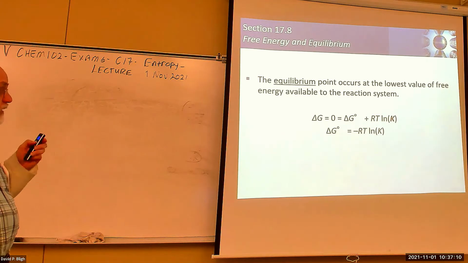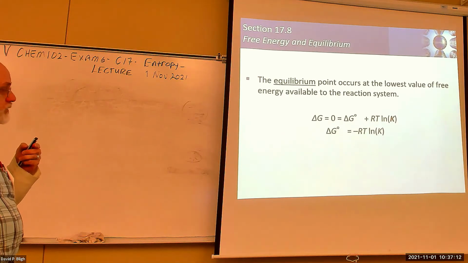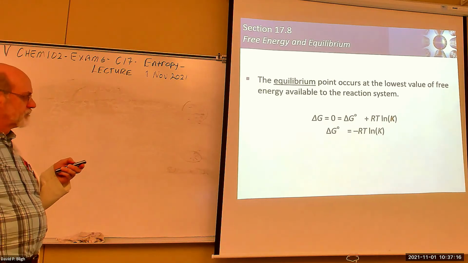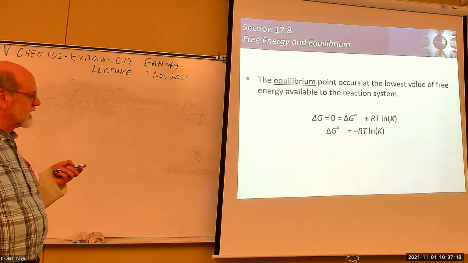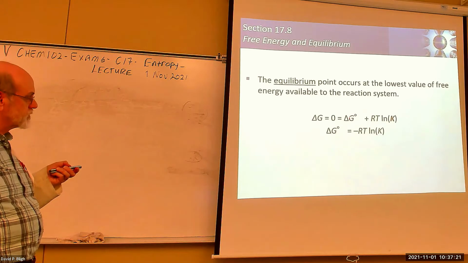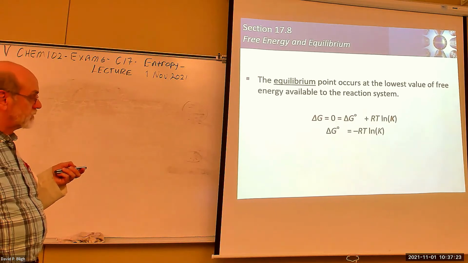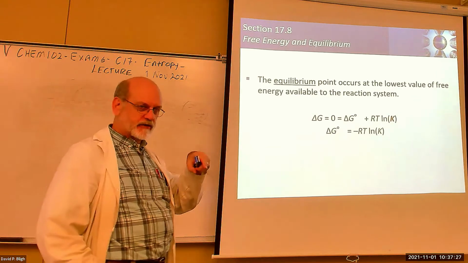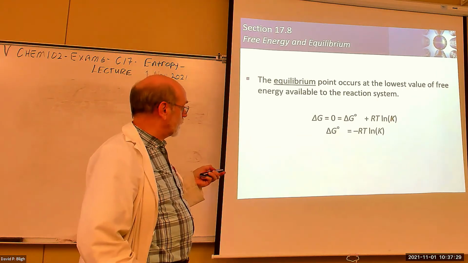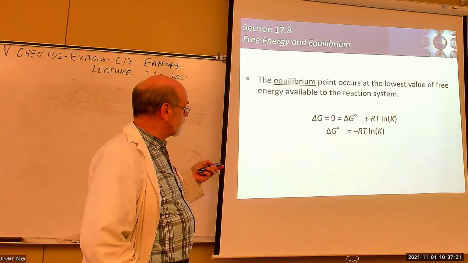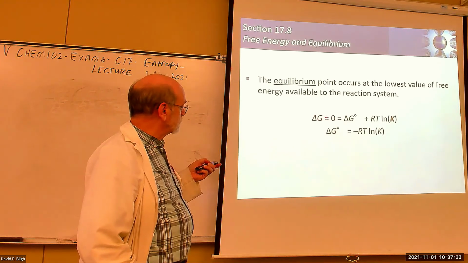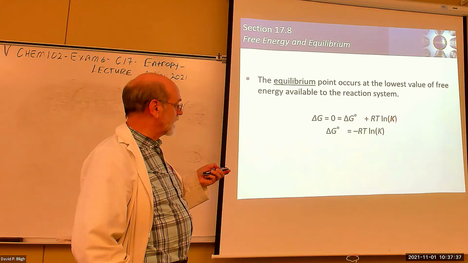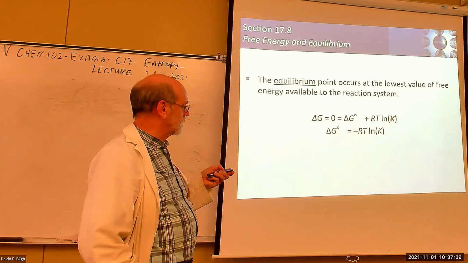So the equilibrium point occurs at the lowest value of free energy available to the reaction system. So what we're saying is the lowest value for free energy is 0. So the actual delta G for the reaction is 0 at equilibrium. So we can set that equal to, since delta G is equal to delta G0 plus RT log K, and K is the equilibrium constant.